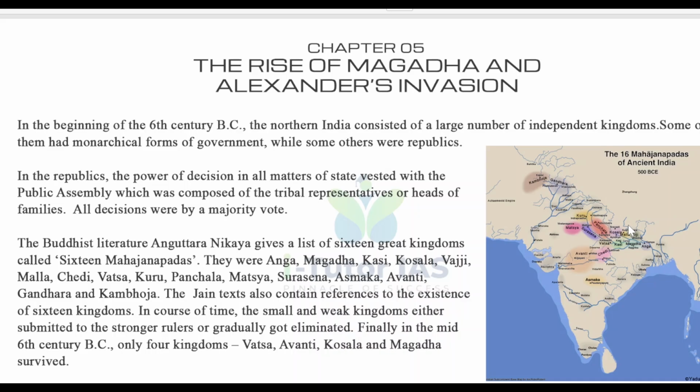Today we are discussing Unit 5, that is Rise of Magadha and Alexander's Invasion. So the rise of Magadha was driven by strategic location, strong rulers like Bimbisara and Ajatashatru, economic advantages from iron resources, and military innovation, culminating in its dominance over other Mahajanapadas.